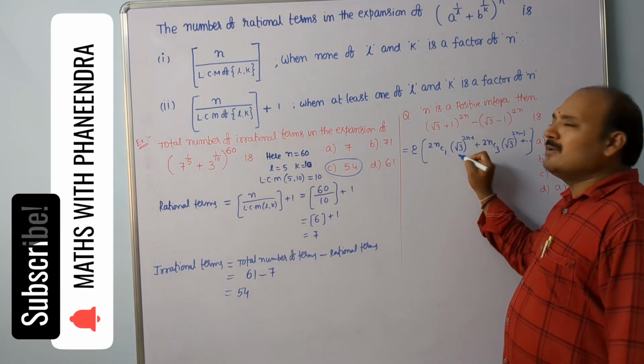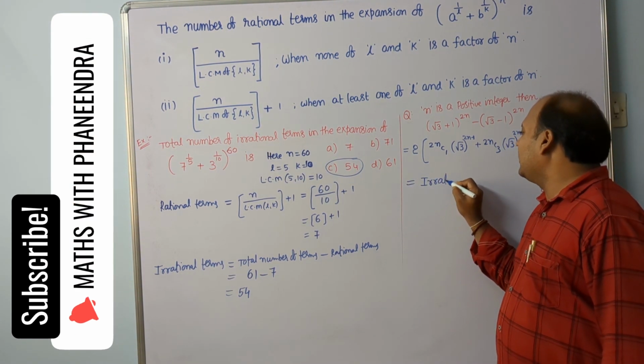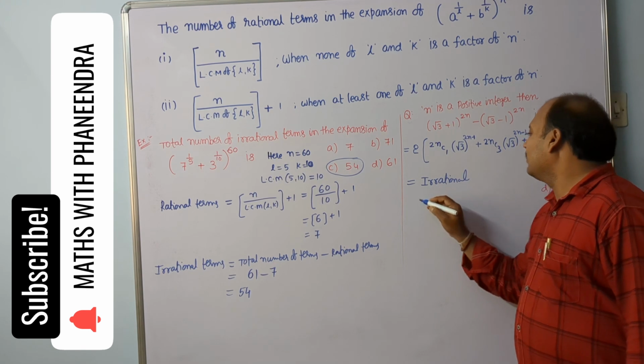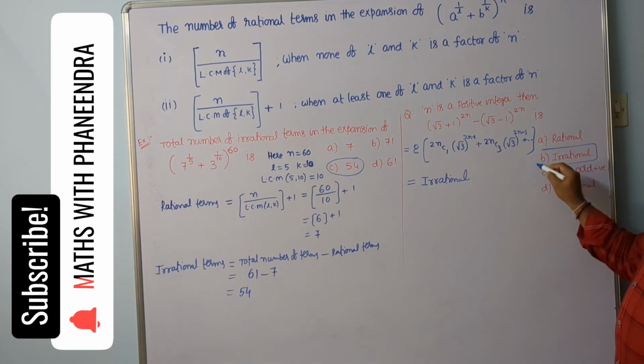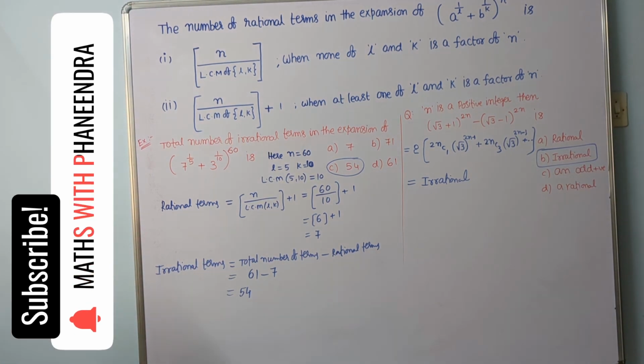2 into root 3 terms are there, meaning it is irrational. Therefore, it is an irrational term. So the answer for the question is irrational terms. Are you able to see it, dear students?